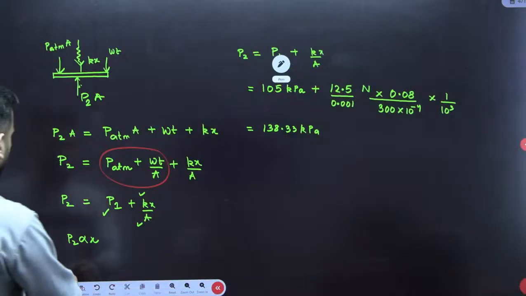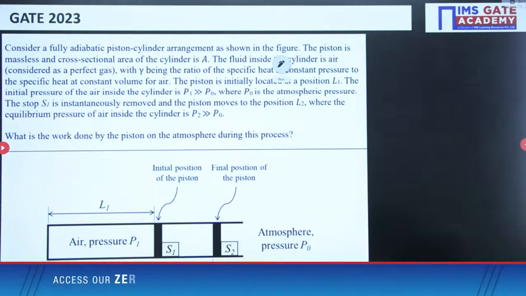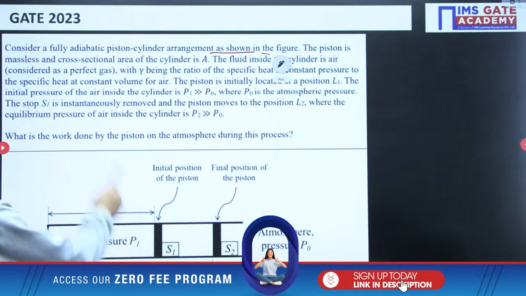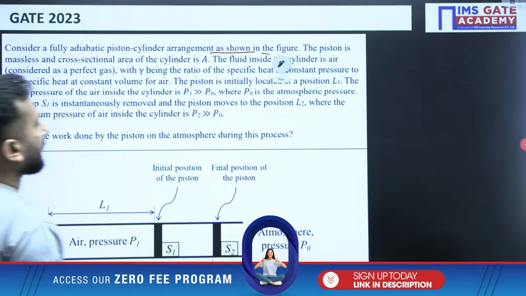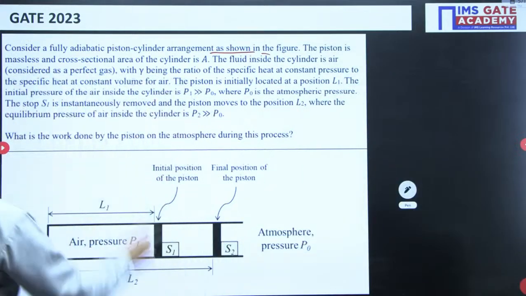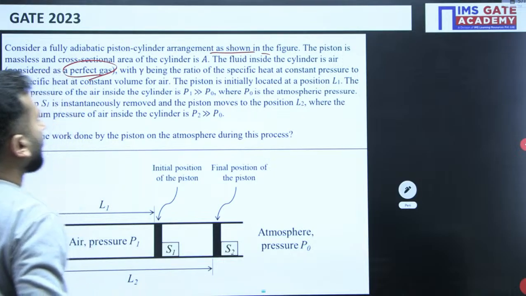Let's check the next question, that is GATE 2023. Consider a fully adiabatic piston cylinder arrangement as shown in the figure. The piston is massless and the cross-sectional area of the cylinder is A. The fluid inside the cylinder is air, which is considered as a perfect gas, with gamma being the ratio.